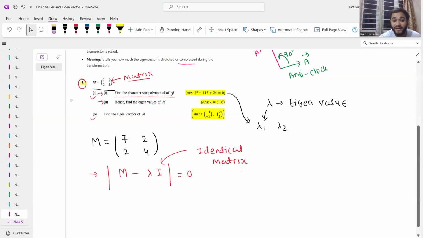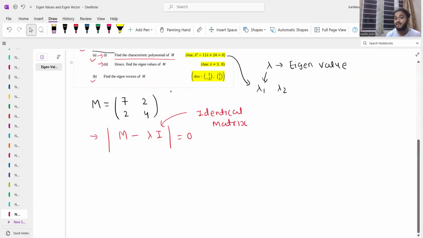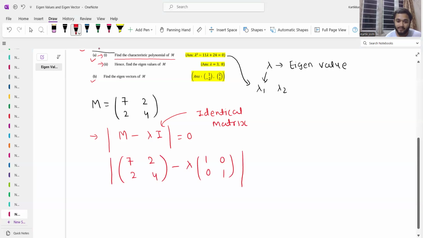So step by step, we can find the solution of M minus lambda I. What is the determinant? I will explain the determinant later. So put the values of M, lambda, and I. We do not know the value of lambda, so we are going to find it. In this equation, put the value of M: 7, 2, 2, 4, minus lambda, which we don't know, times the identity matrix, 1, 0, 0, 1, and the determinant of it is equal to 0.